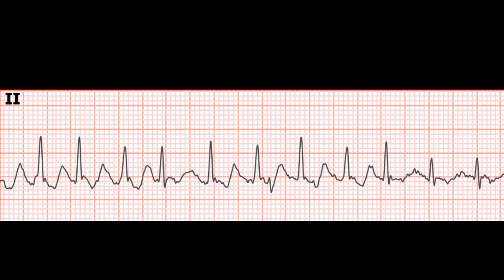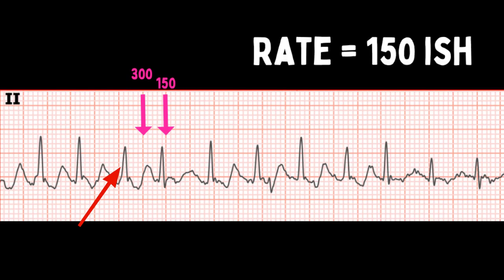Keep in mind, I zoomed in on the strip, so it's not a 6-second strip, and you can't just count the complexes and multiply by 10. Here you have a QRS aligning with the dark red line. 300, 150-ish, maybe a little more. That's your rate. Keep in mind that doesn't always work if there's a lot of variability and space between complexes, but that's a little more advanced stuff and it's outside the scope of this video.